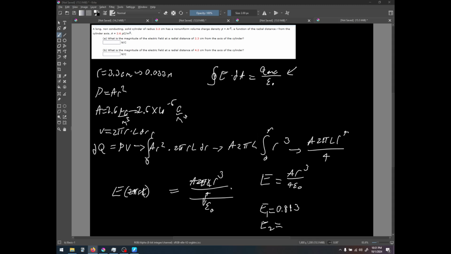Integrating from 0 to capital R, you plug capital R in, get R to the 4th, plug in 0, which is out, and that becomes the total enclosed charge. Now we can go back and use the expression we developed for Gauss's law.